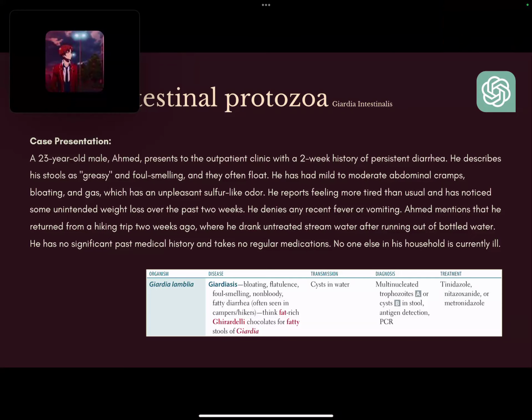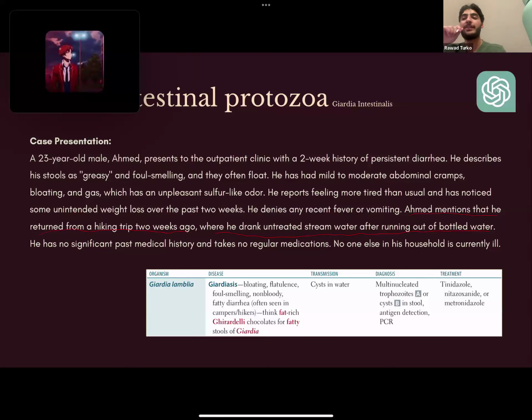Fatty. Okay, so what does that mean? It means malabsorption. You have malabsorption of fats and stuff like that. That's going to cause fatty stool. He has mild to moderate abdominal cramps, not that important. It mentions that he returned from a hiking trip 2 weeks ago and he drank untreated stream water after running out of bottled water.